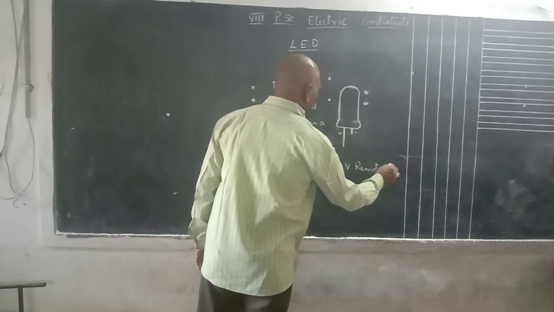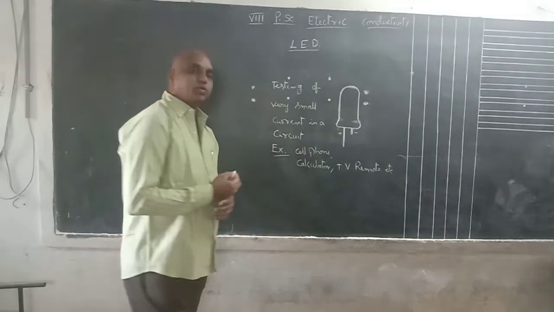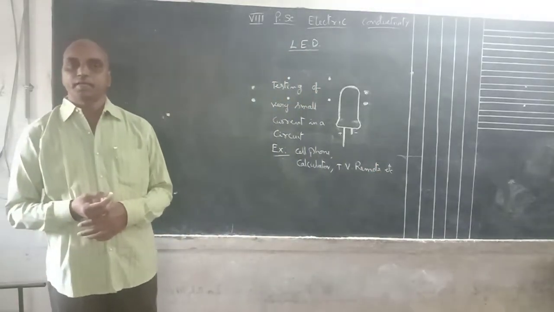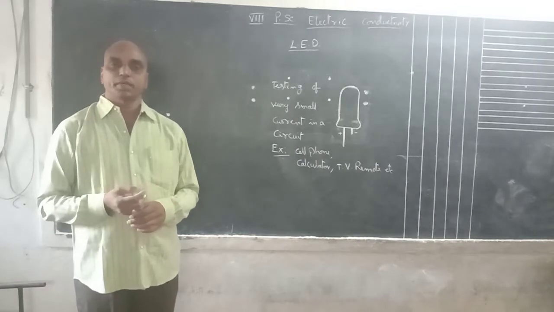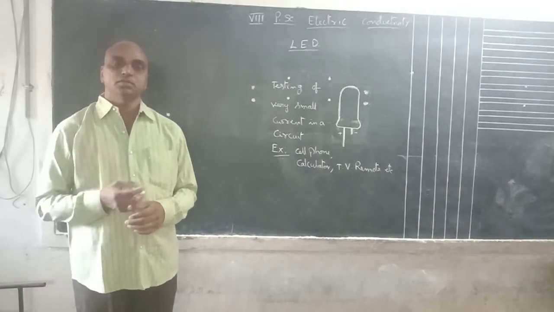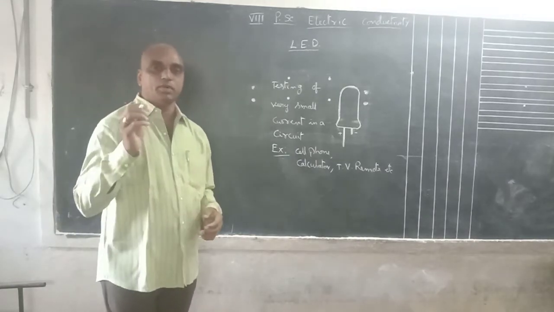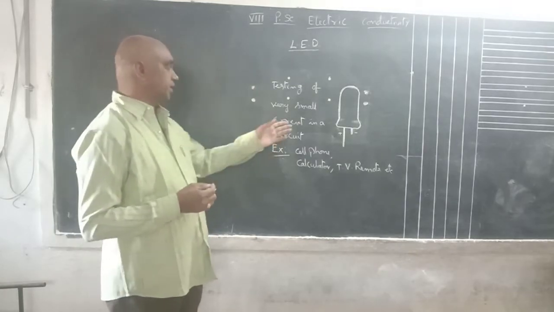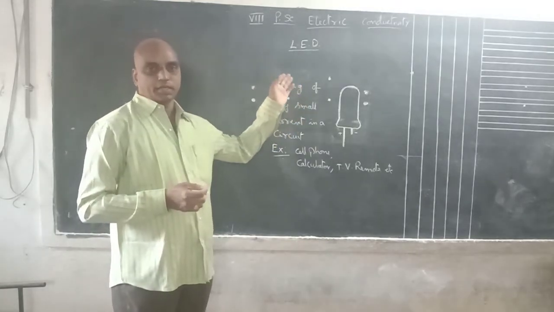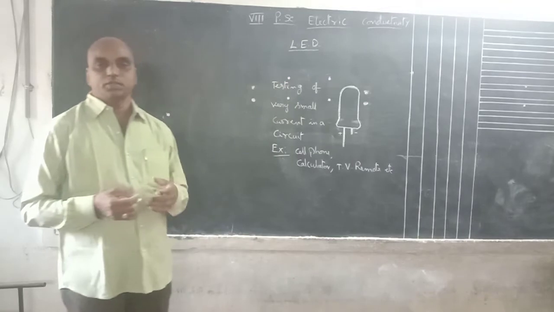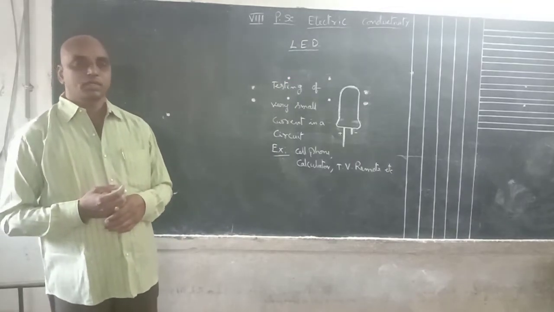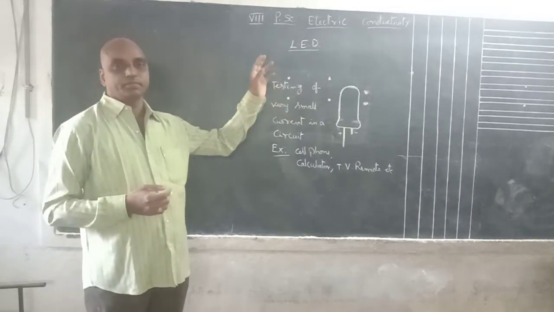etc. Generally all electronic goods have LEDs. By operating the remote of the TV, switch on, switch off, a small bulb is glowing, that is an LED. And you can test immediately whether the current is passing or not. Even a very small current can be identified by using this LED.